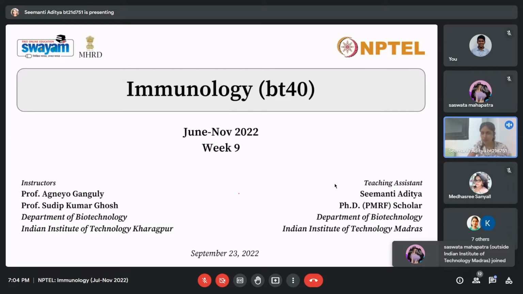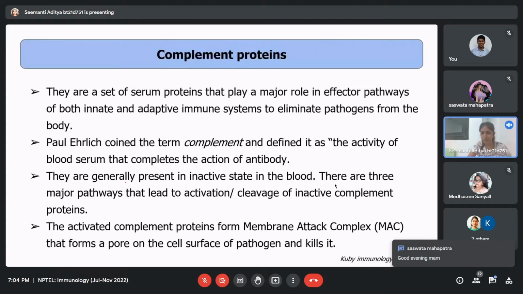We will be talking about the complement system today. I am Seemanti, a Ph.D. PMRF scholar in the Department of Biotechnology at IIT Madras. I am a teaching assistant of this course along with Suraj Shripal. So today we will be discussing the complement proteins or the complement pathway.